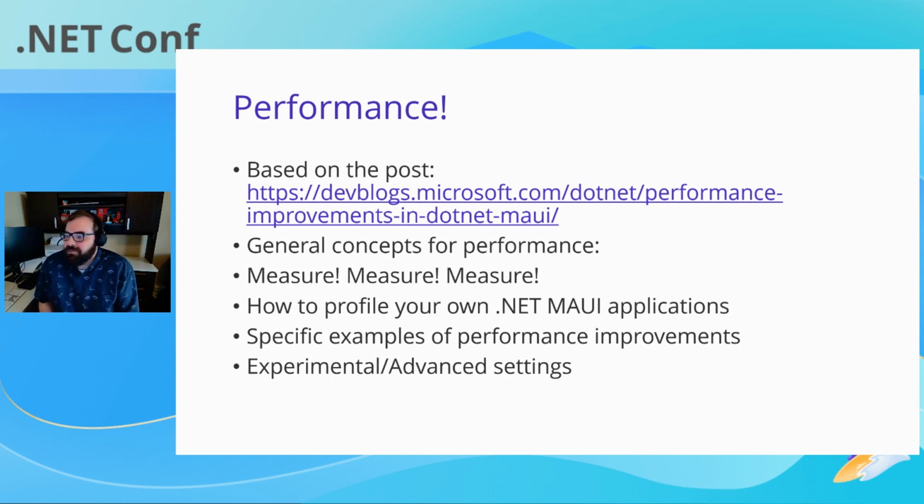Measure before and after, measure each release. We'll talk about some of that, what we did. I'll also show how to profile your own .NET MAUI applications, which is also very useful when you're actually trying to get your app to be faster. And I'll, of course, give specific examples of performance improvements we made and also talk about some experimental or advanced settings you could try out if you're really trying to get just a little more performance in your app.